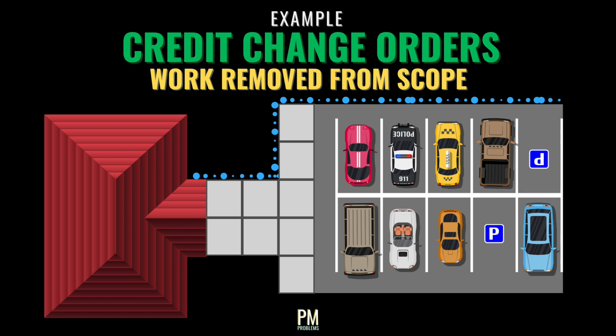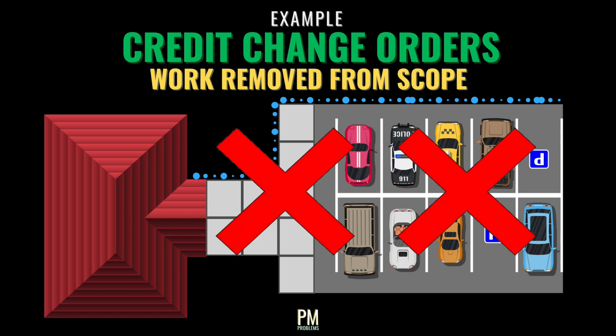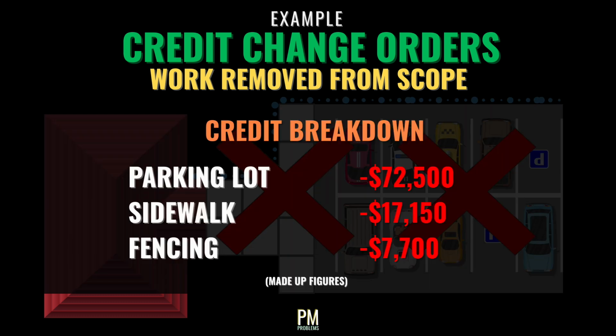In another instance not long ago, a portion of a ground-up commercial building we're working on required that we put in a new parking lot as well as concrete sidewalks and chain-link fence. For a few logistical reasons, the client decided that they're going to have a different contractor do the parking lot work later. In kind, we had to give back a credit for which each of those work items were worth.